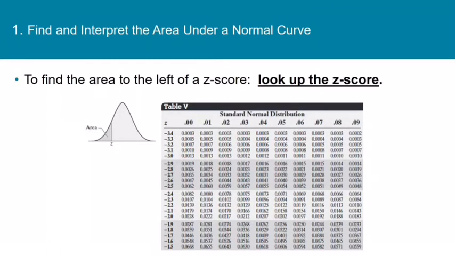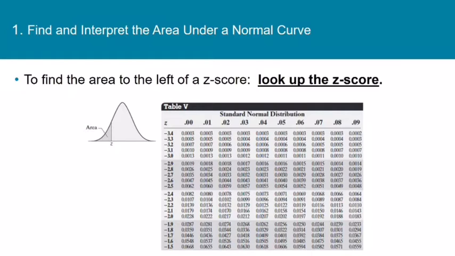Now remember that z-scores are always rounded to 2 decimal places, and this is why, because we have to be able to find z-scores in this table, and it only has 2 decimal places. So what we do is we find the first 2 digits of our z-score here in the left column, and then we find the third digit of the z-score in this top row, and wherever the row and the column intersect, that's the area we're looking for.